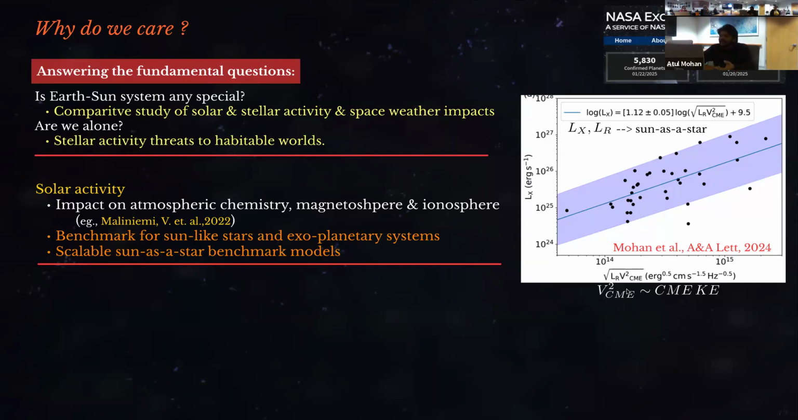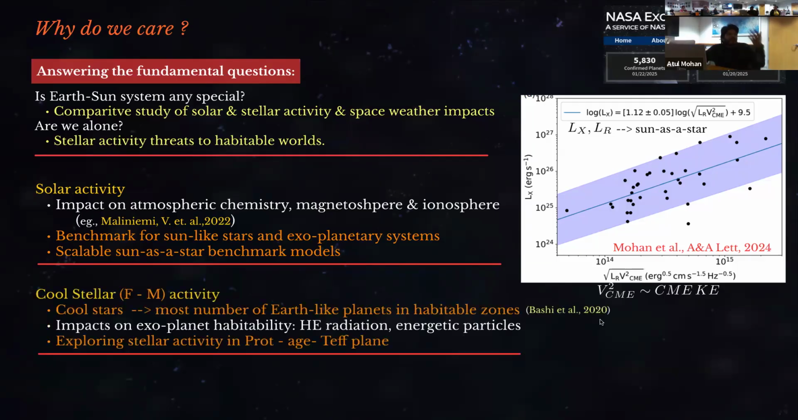And we showed that the LX and LR combined with the VCME squared, which is basically the kinetic energy proxy for the CME, right? Which is going into the interplanetary space. If we combine these three, we do get a clear correlation connecting these sun as a star LX and LR, from which we can directly derive the unknown CME speed. So since LX and LR are all sun as a star parameters, and VCME is the only spatially resolved observable, extending this to other stars is easier, and we can directly derive the CME speeds. So we need more of these kinds of sun as a star benchmark models.